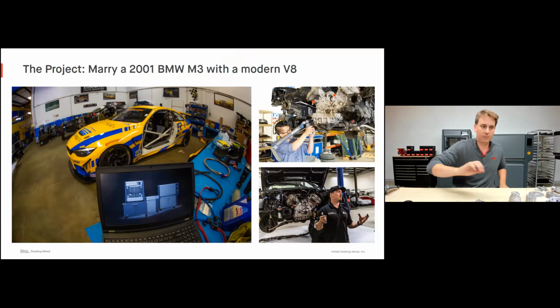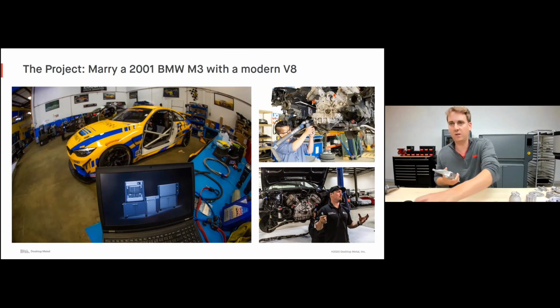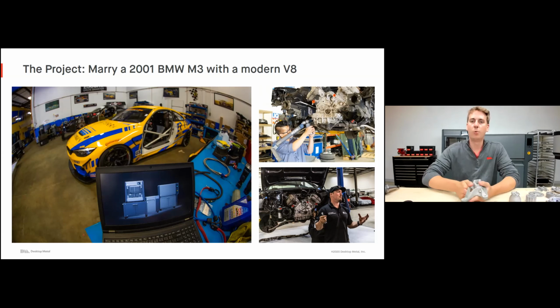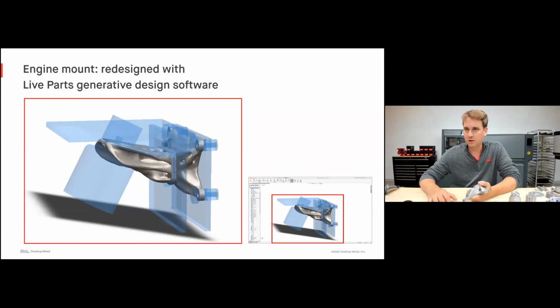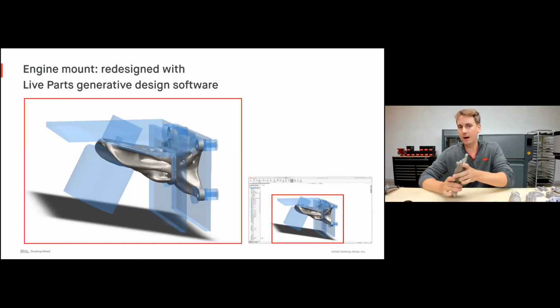Another great project. This is a project that Turner Motorsports did where they were looking to marry a 2001 BMW M3, which is considered a classic sports car, one of the best handling cars of all time, with a modern V8 engine. As you can imagine, as they started to do this, many of the parts didn't fit. One of these parts was the engine mount. They scanned the engine mount, loaded it into a generative design software, Live Parts, and let Live Parts decide where to put and where not to put material.